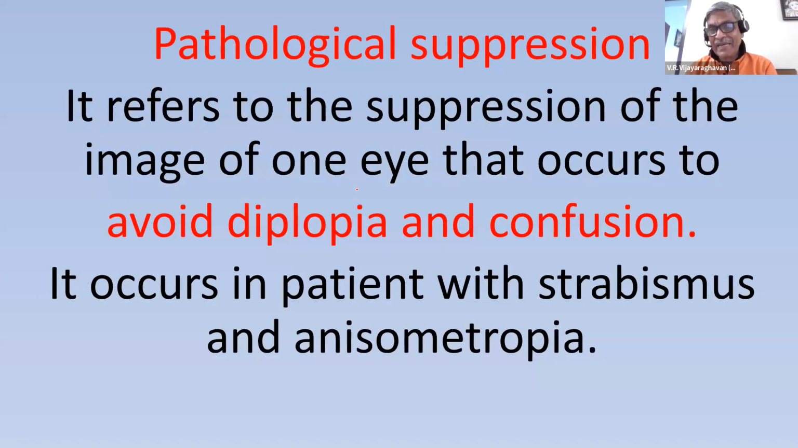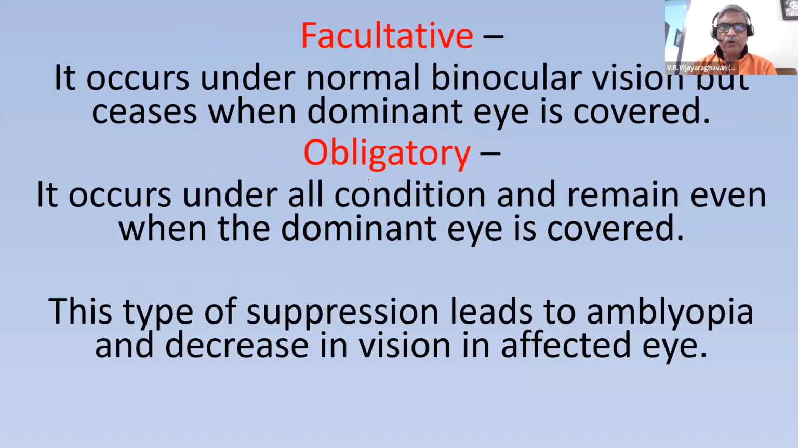What is the suppression there for? I told you, to avoid diplopia and confusion. It occurs in a patient with squint and also anisometropia, the different refractive powers in both eyes. I told you facultative and obligatory. Obligatory means what? It occurs under all conditions and remains even when the normal eye is covered. That is the reason for your amblyopias.